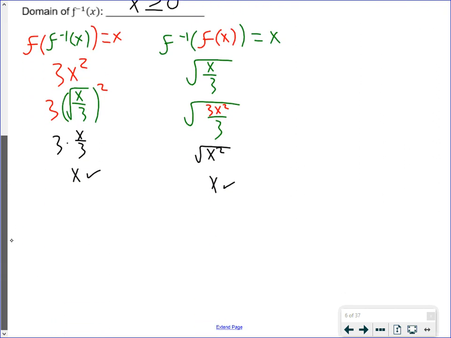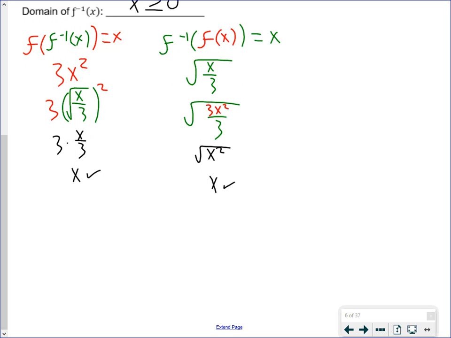Next, we're going to do our compositions. We're going to double check our answer, our inverse. So we have f of f inverse of x, that should equal x. So our function of x is 3x squared. We replace the x with our inverse, which is the square root of x over 3. When we did that, we get 3 times the square root of x over 3, all squared.